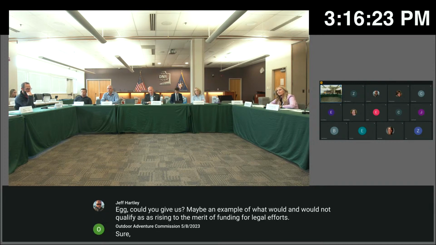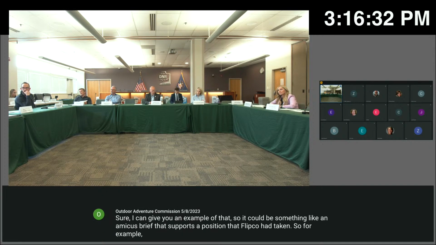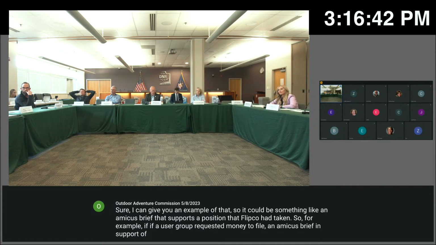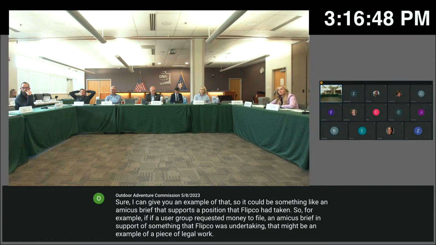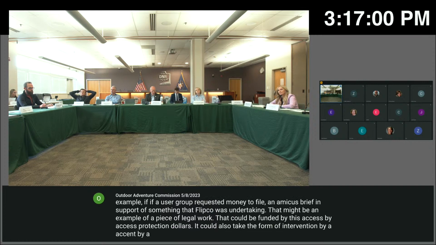Sure, I can give you an example of that. So it could be something like an amicus brief that supports a position that PLPCO had taken. So for example, if a user group requested money to file an amicus brief in support of something that PLPCO was undertaking, that might be an example of a piece of legal work that could be funded by this access protection dollars. It could also take the form of intervention by an OHV user group that could advance OHV access protection interests on the public lands.